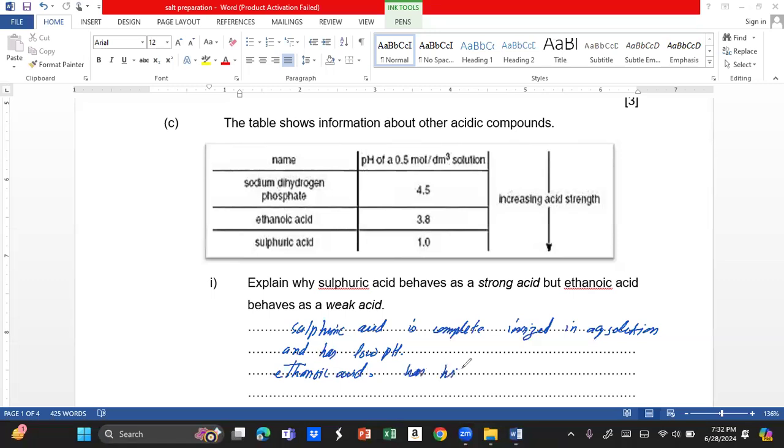Ethanoic acid has high pH compared to sulfuric acid and is partially ionized in aqueous solution.